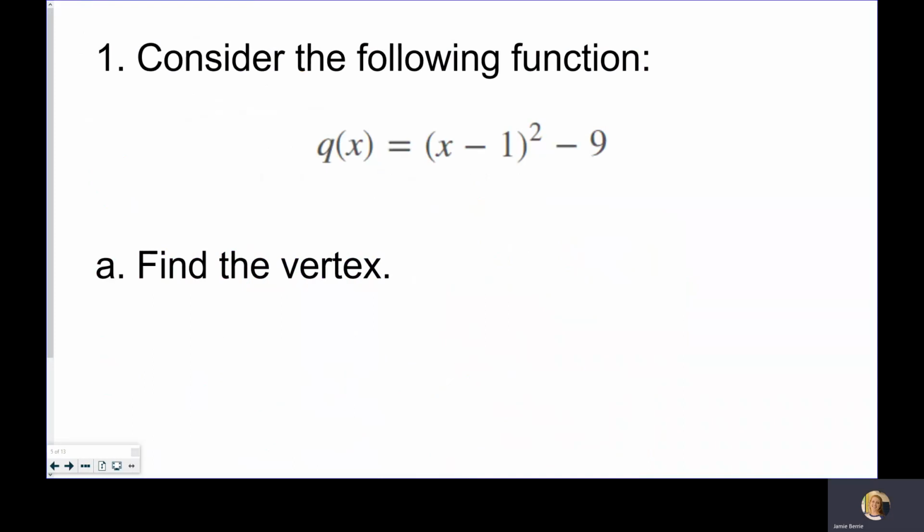All right, so this problem is going to have 4 parts, parts A through D. It starts off and it says, consider the following function, q of x equals x minus 1 squared minus 9. It says find the vertex for part A. All right, so just right off the bat, the first thing I'm noticing is that my value for a here is 1. And since a is positive, I know that my graph is going to be concave up. So just get that out of the way and kind of have an idea of what my graph looks like. Now I can go ahead and identify the vertex. Just writing vertex form up underneath here.